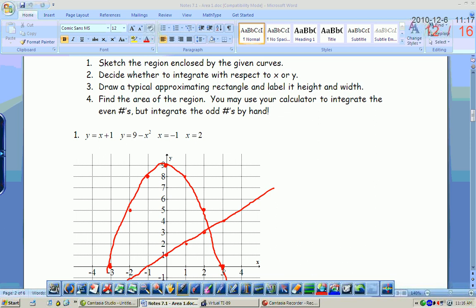All right, x equals negative 1. What type of line is that? It's a vertical line. And x equals 2 is also a vertical line.